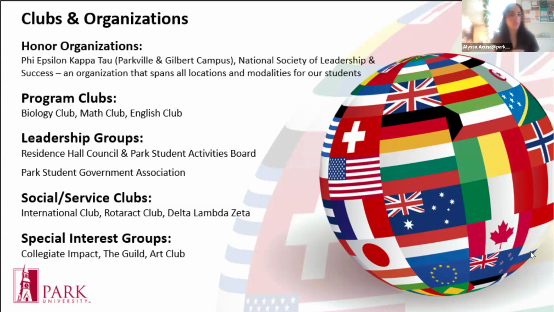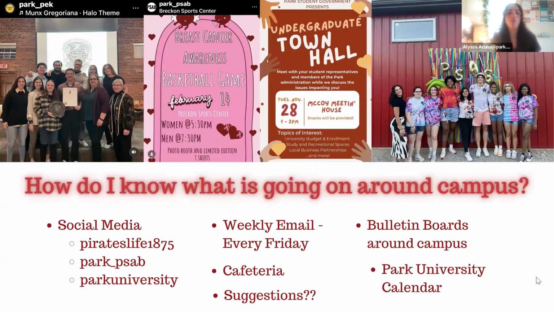And then I'll go into a little bit further of how you can find and join these clubs. But first, I want to talk about, how do I know what's going on around campus? I feel like that's one of the biggest questions. So social media is one big way that you can find out what's going on around campus. Pirates Life 1875 is our main student life Instagram. That is the Instagram that I or my student workers will manage.